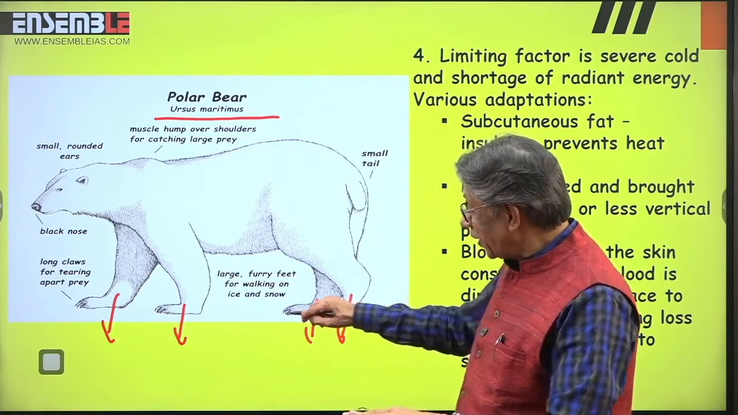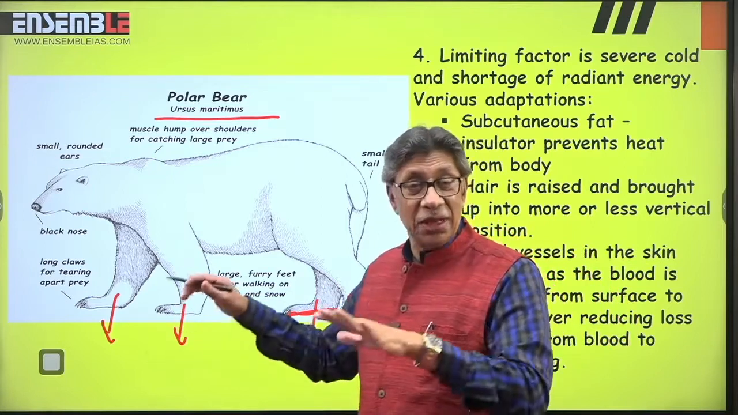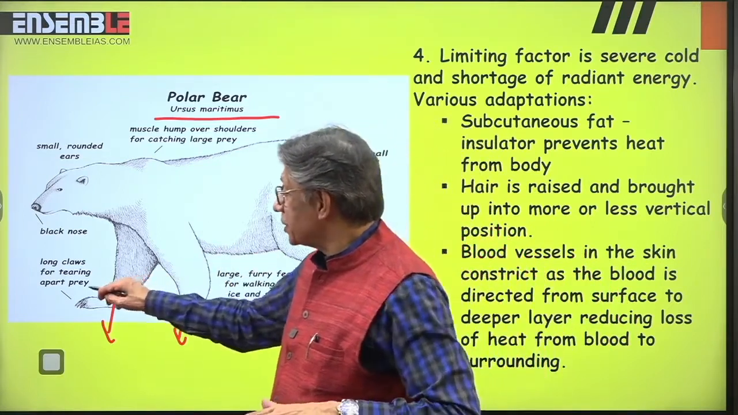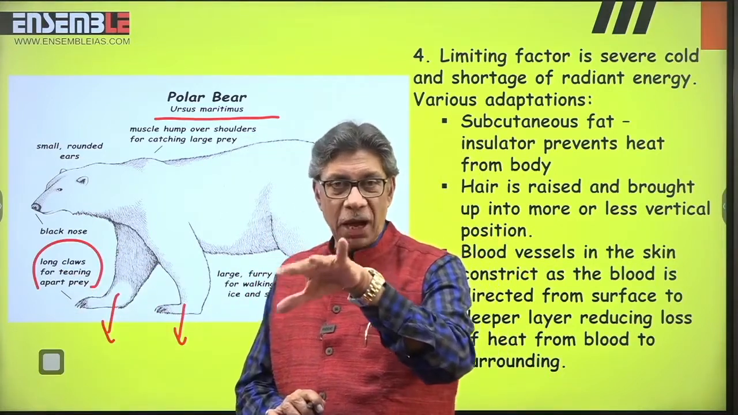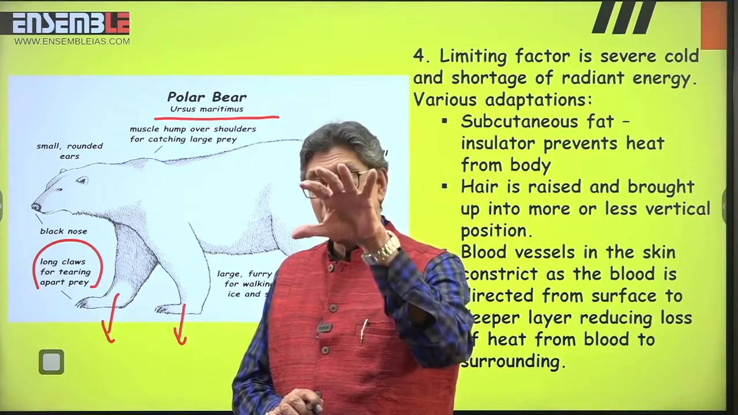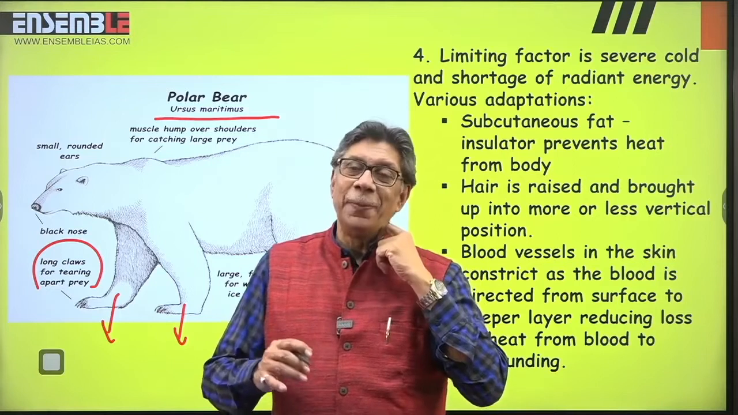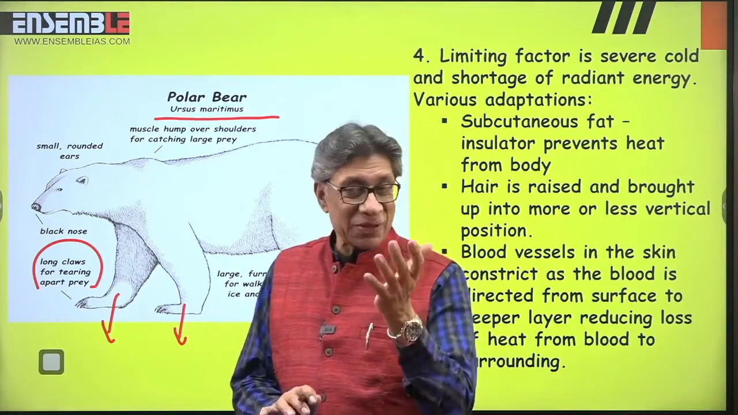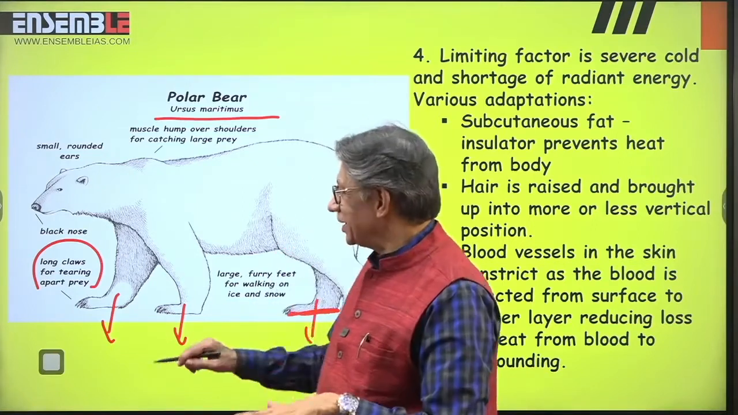Take a look at the way their legs are made. Large furry feet for walking on ice and snow. This allows them to move easily. They have long claws, and these claws keep moving up and down, and that is the way they are able to tear any type of prey down. A baby polar bear is very sweet, but you will see how the claws move forward and backward.